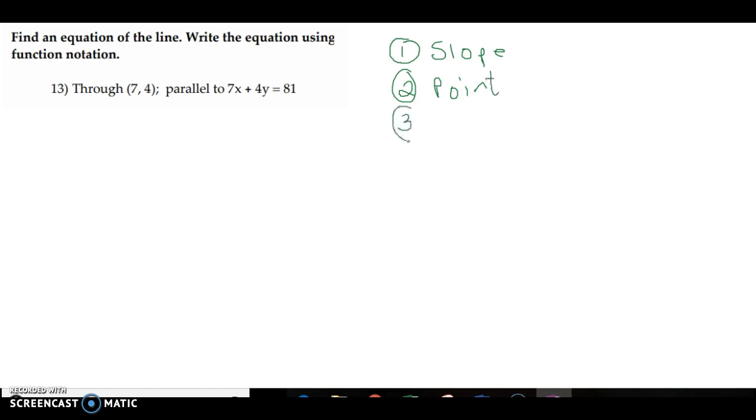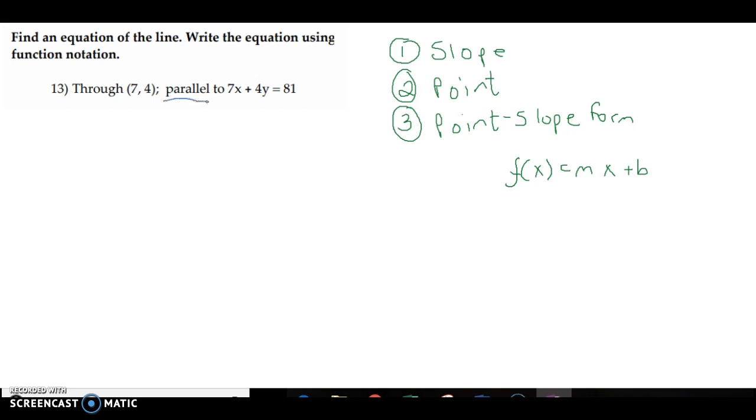And then the third thing we're going to do is put it in what we call point slope form, using that equation that we practiced a lot. And then our final answer will be in function notation, which is the f of x equals mx plus b. Alright, so starting with the slope, we're going to find the slope using the hint.